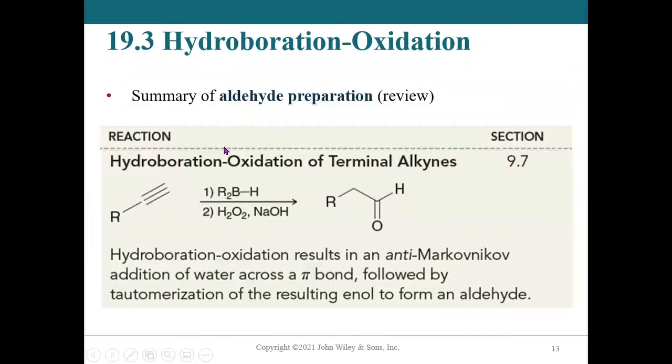Another way to prepare aldehyde is using the hydroboration oxidation of a terminal alkyne, the C≡C triple bond. The hydroboration oxidation results in anti-Markovnikov addition of water across a pi bond, followed by the tautomerization of the resulting enol to form the aldehyde.